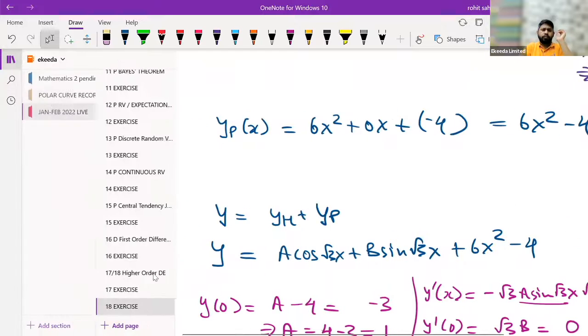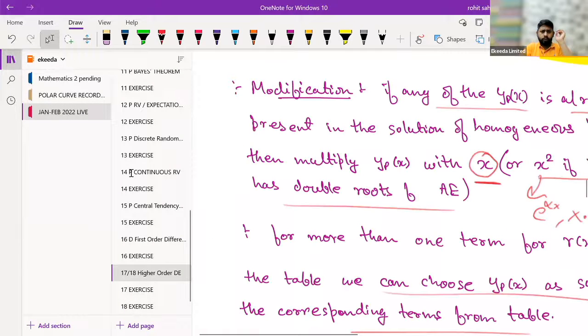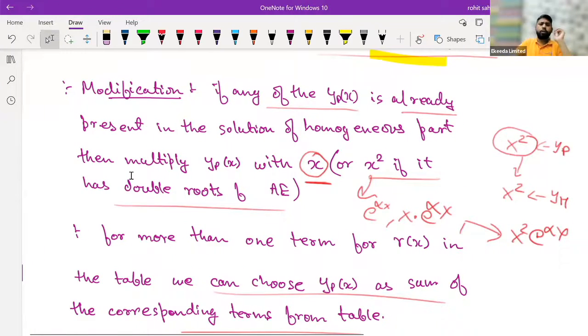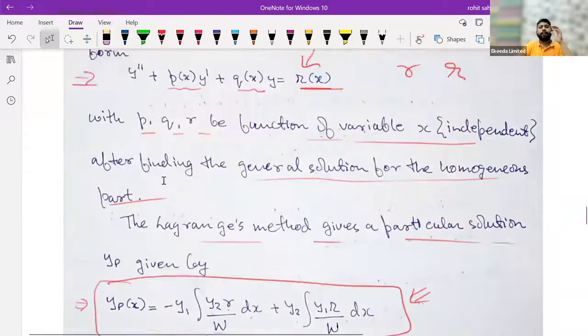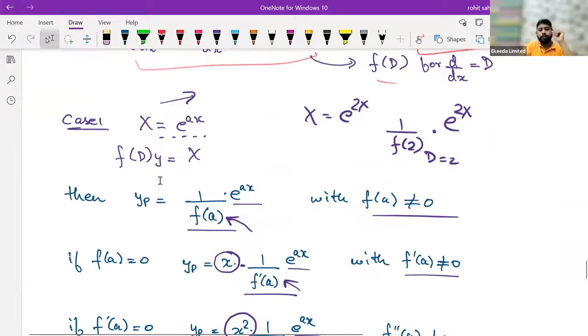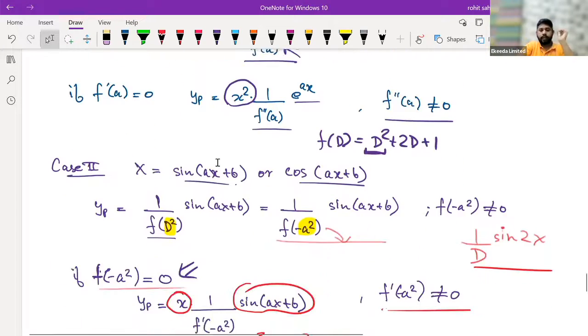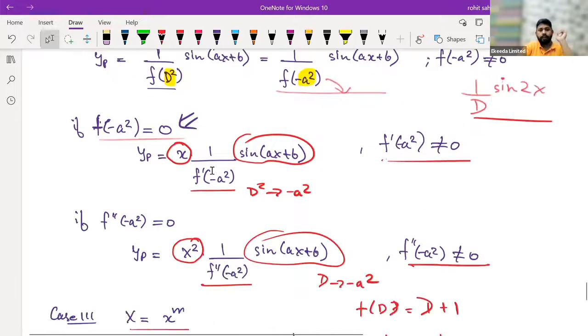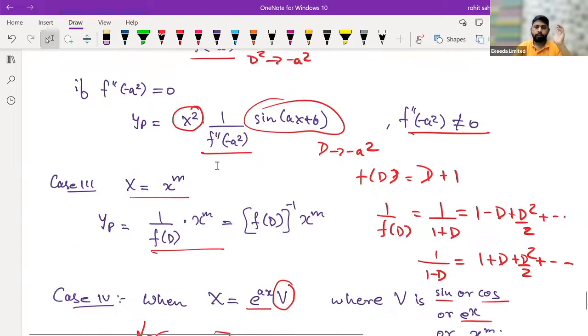If this is fine, so this is another method of doing it. The limitation of this method, the one which you are doing here: in finding the final particular integral, here we only talked about some exceptional cases, like e to the power of ax, sin and cos, x to the power of n, and then e to the power of ax times all these functions.